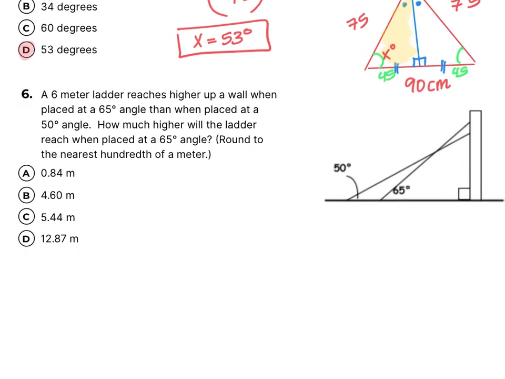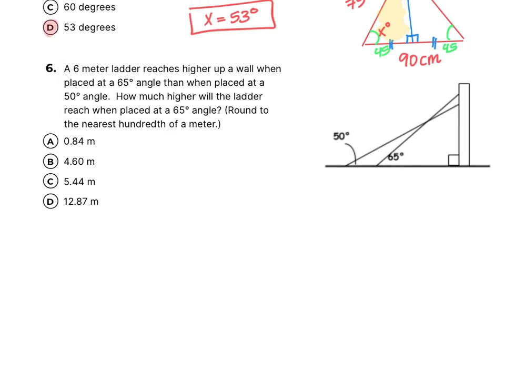Now let's move on to number 6. A 6-meter ladder reaches higher up a wall when placed at a 65-degree angle. So if it is at a 65-degree angle, it reaches a point higher when the ladder is put at a 50-degree angle. Now keep in mind that the ladder is 6 meters long, so it doesn't matter how it's placed. The length of the ladder is not going to change. So two right triangles are created.